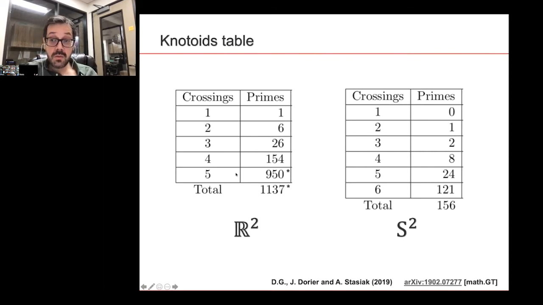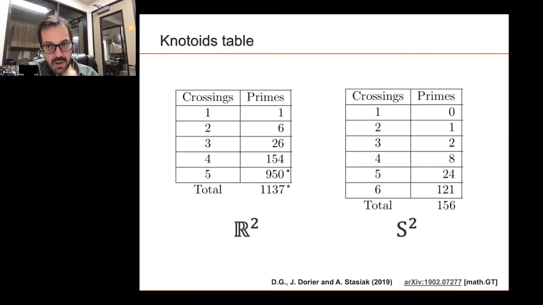On the plane, things get wild. On the plane, we have one knotoid with 1 crossing. As I showed before in the example of plane versus sphere, we have 6 with 2 crossings, 26 with 3, 154 with 4, and 950 with 5 crossings. So we have a total, up to 5 crossings here, of 1,137. We didn't do 6 crossings because we didn't have the computational power at that moment to do 6-crossing knotoids. So yeah, we stopped here.